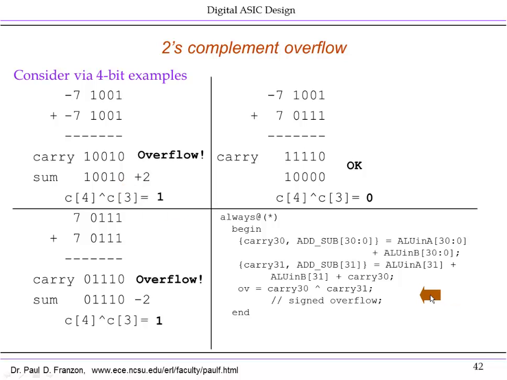Here's a piece of code that actually does that. What I've done is an add on the bottom 31 bits, explicitly naming the carry out from the most significant bit minus 1. Here I've done the last stage of the sum, just for the 31st bit. This gives us the carry out of the total adder. I XOR those two together to set the overflow flag.